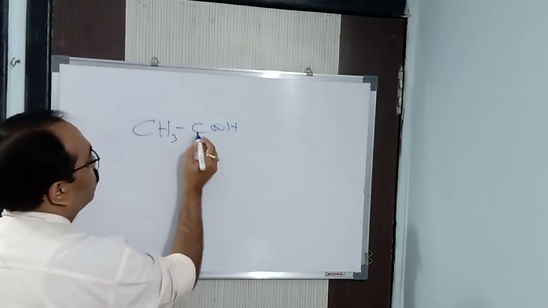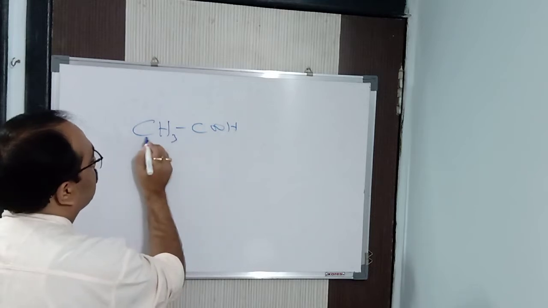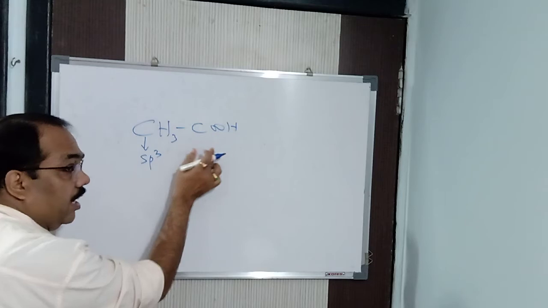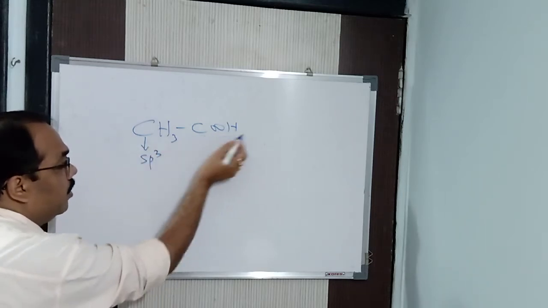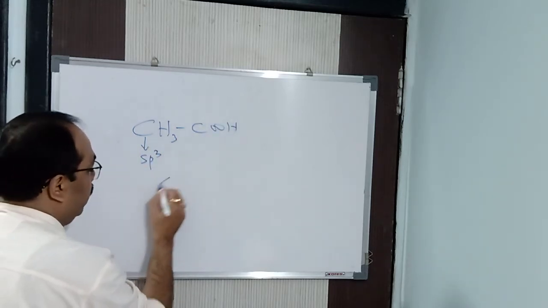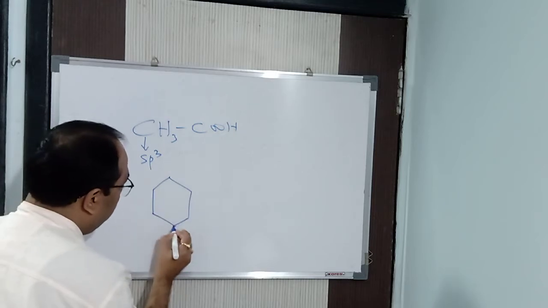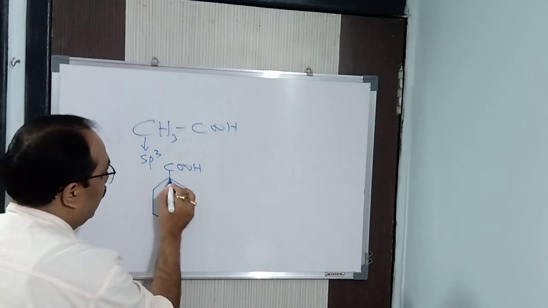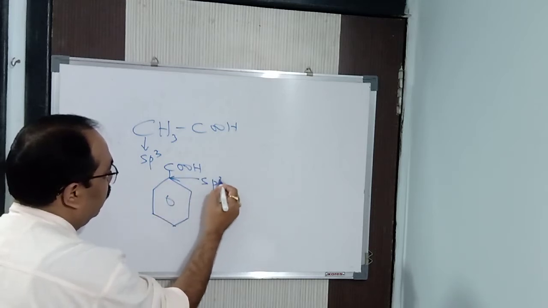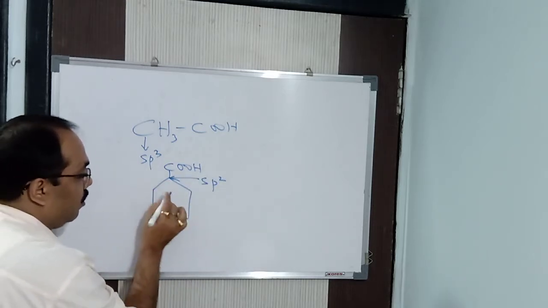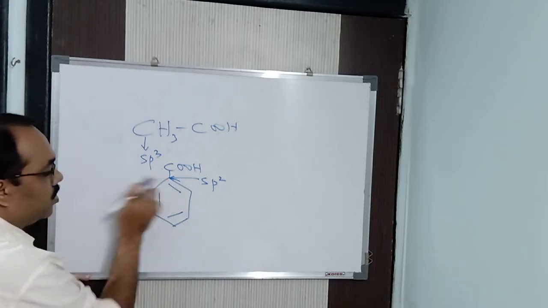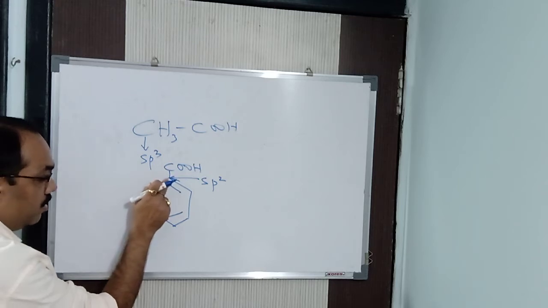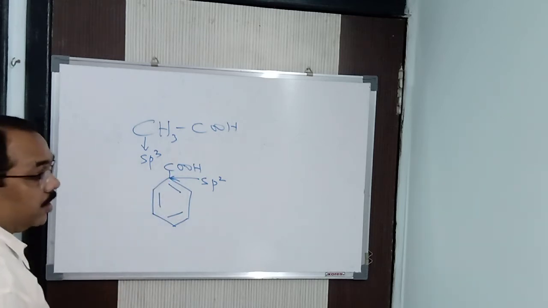CH3COOH. So here the carbon atom is sp3 hybridized. In the aliphatic carboxylic acid, the carbon atom attached to the COOH group is sp3 hybridized. Now, in case of aromatic carboxylic acid, here the carbon atom is sp2 hybridized because of alternate single and double bonds. Look here carefully. This particular carbon is sp2 hybridized.